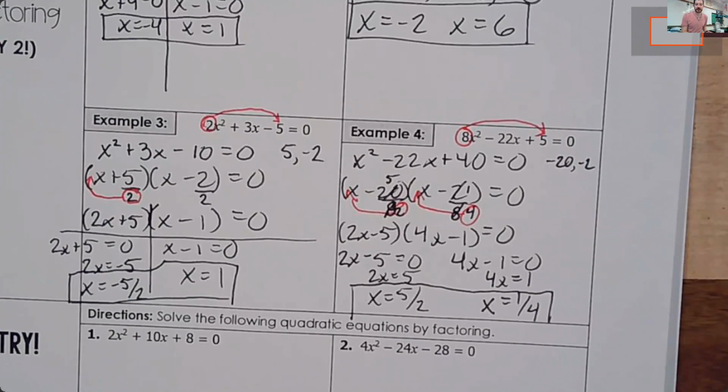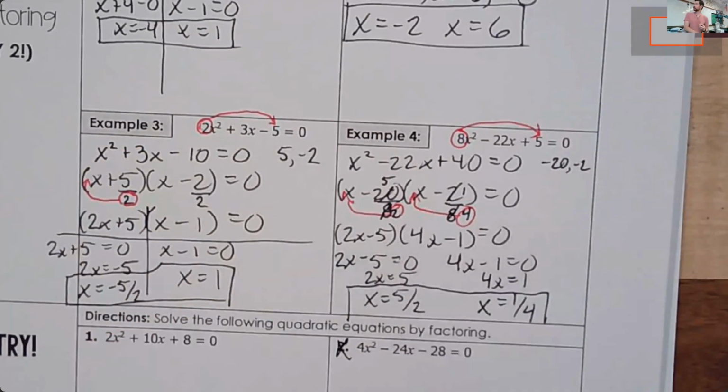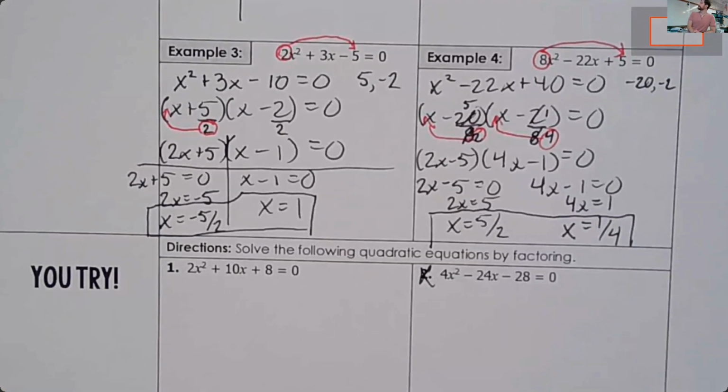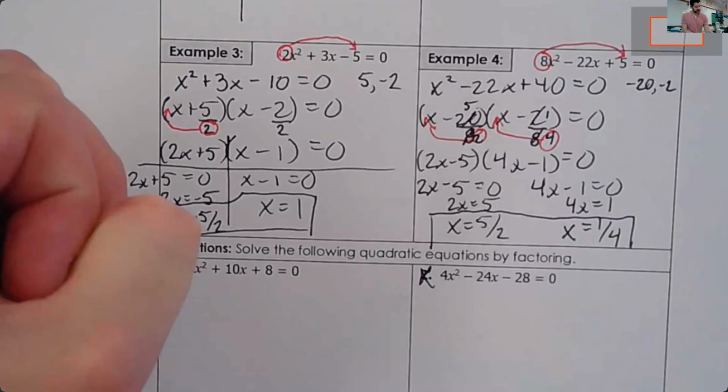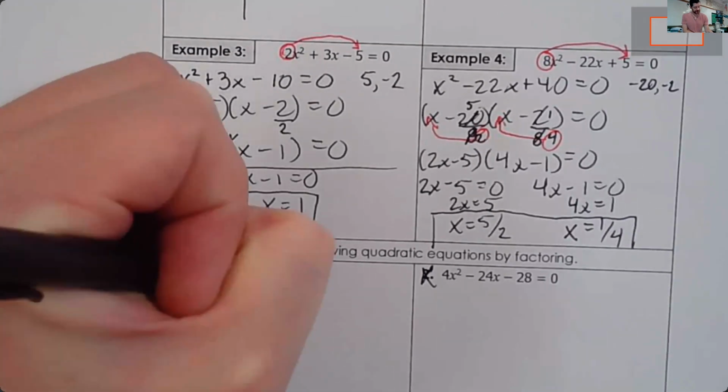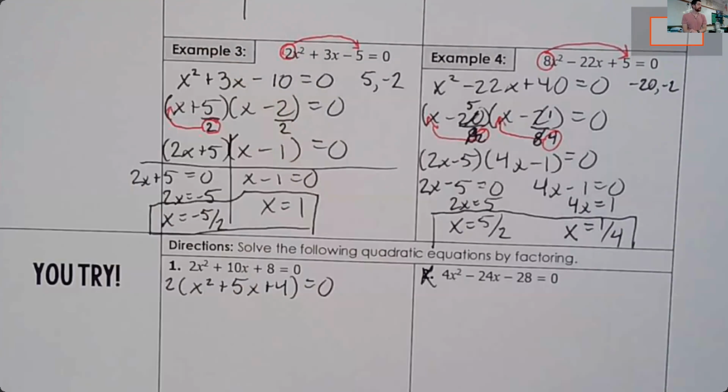Let's work on number 1. And let's work on number 3. So cross off 2, cross off 4. We're working on 1, and we're working on 3 from the rest of this first page. So problem number 1. Do we have a GCF? Yeah, what is it? 2. So divide out a 2, and we're looking at 2 times x squared plus 5x plus 4 equals 0.